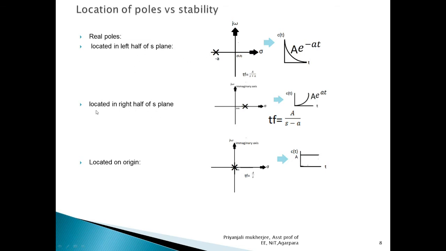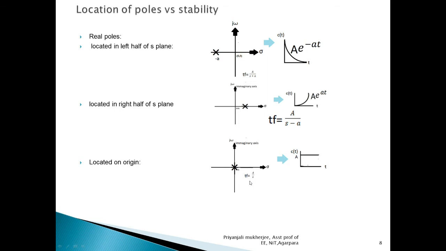So next, the pole is located in the right half of the S plane, and it is a real pole. If the real pole is located at plus a position, then the transfer function is a by s minus a. If we plot the impulse response, then we get a times e to the power at according to the inverse Laplace formula. So it is an exponentially increasing function. As t goes to infinity, the value will go to infinity, so we cannot say that it is bounded. And if it is unbounded, then the system will be unstable.